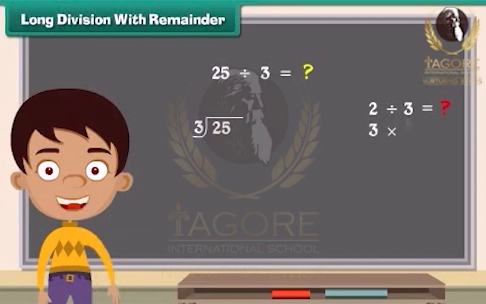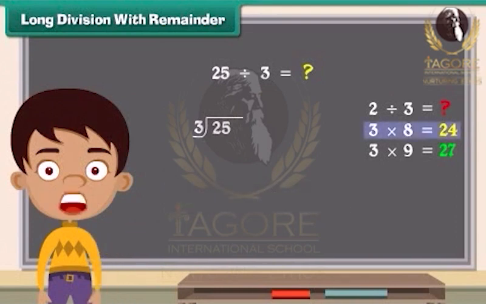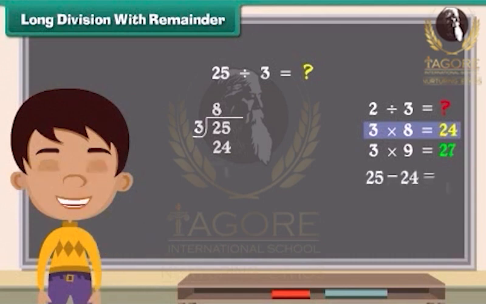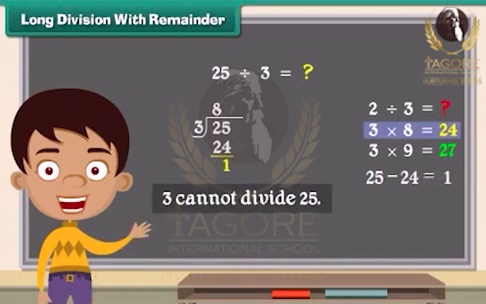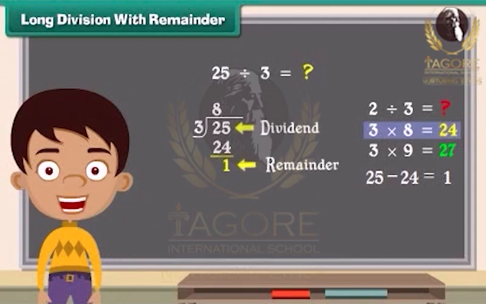We know 3 multiplied by 8 is 24. And 3 multiplied by 9 is 27. 27 is more than 25. So we will take 3 multiplied by 8, which is 24. So put 8 right above 25, and put the answer below 25. Now subtract. 25 minus 24 is 1. We can see 3 cannot divide 25 fully as we get a remainder of 1. Here 25 is the dividend, 3 is the divisor, 8 is the quotient, and the remainder is 1.